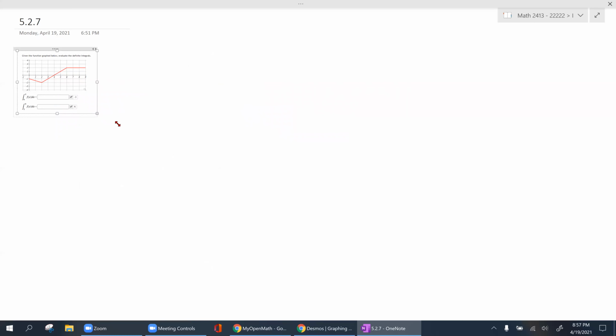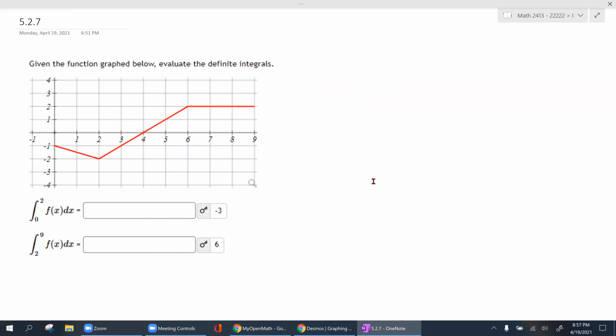And again, have another one here. Okay, I need you to find the integral for this function between 0 and 2. So between here and between there. I'm going to have to apply geometry here because they don't give me a function.